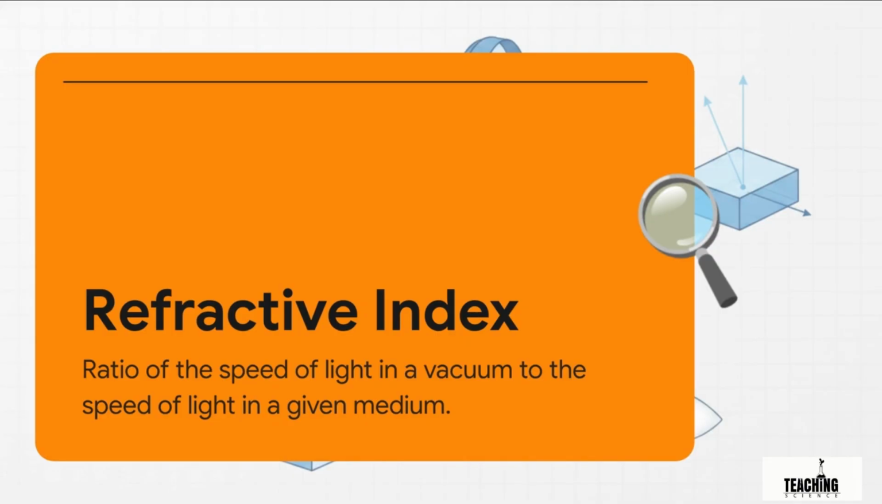It's simply the ratio of the speed of light in a vacuum to the speed of light in that specific given medium. The higher the refractive index, the denser the material is optically, and the more it's going to slow down and bend that light.